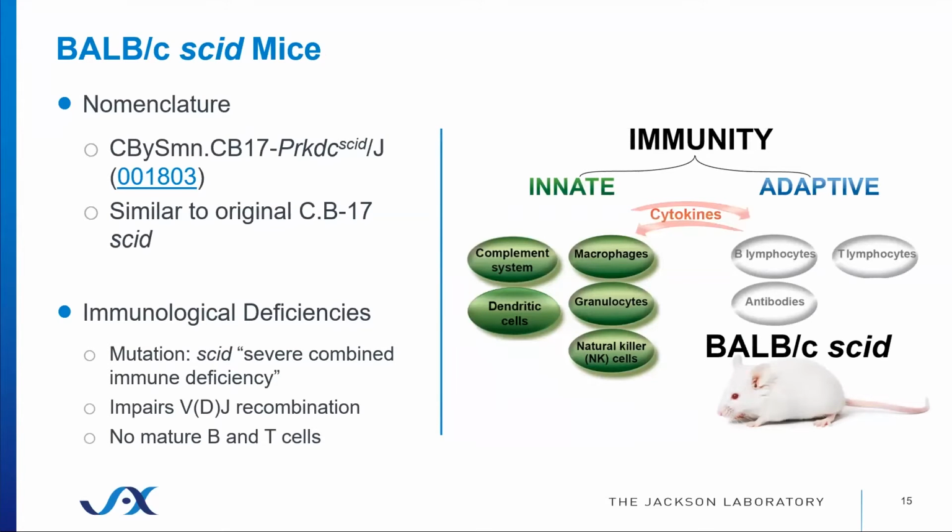Next, we have the BALB/c mice. The scid mutation, which stands for severe combined immunodeficiency, spontaneously arose in the BALB/c mice in the 1980s. Due to the scid mutation, BALB/c scid mice have no functional B and T cells. BALB/c still have an innate immune system intact, and they show complement-dependent cytotoxicity.